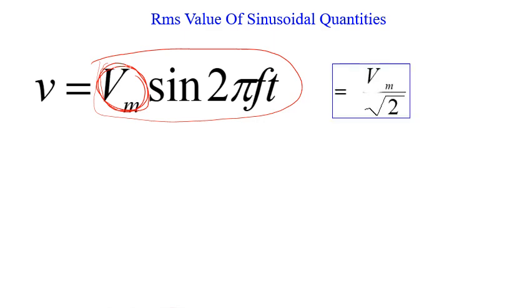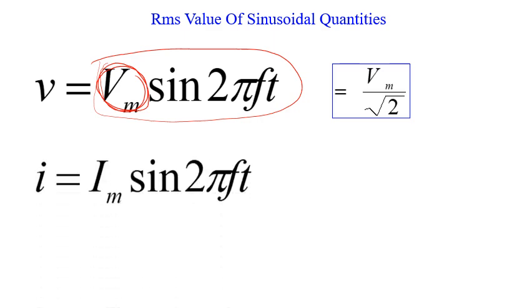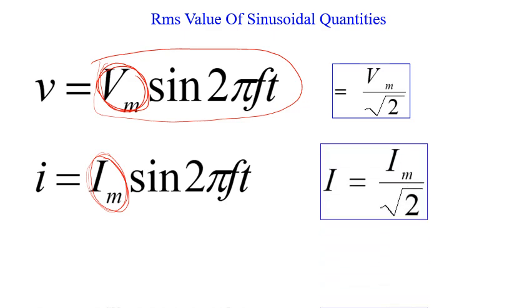So to calculate the RMS value of this, we simply use this formula: the Vm divided by the square root of 2. We can also represent it like this if it is a current; this was a voltage, this is a current. So how do we calculate for this? We do the same. We take the maximum value and divide it by root 2. So this is how we calculate the RMS value for sine waves.